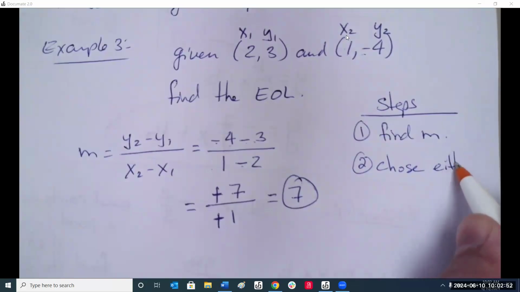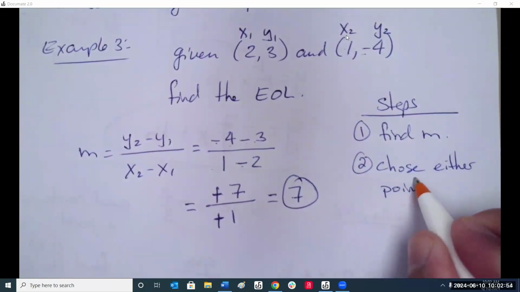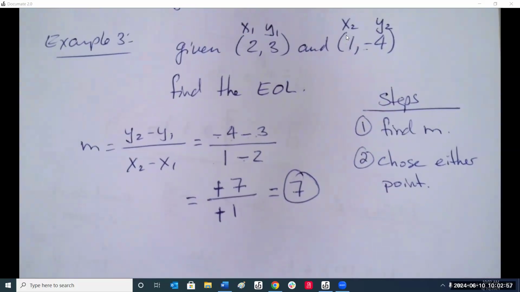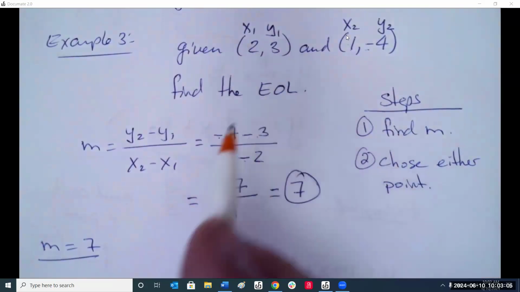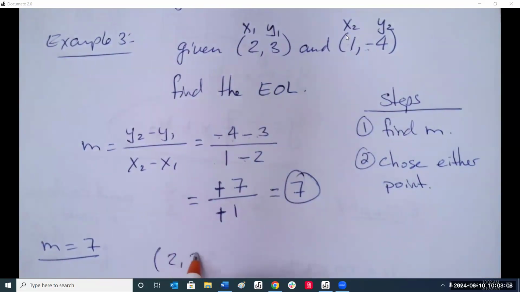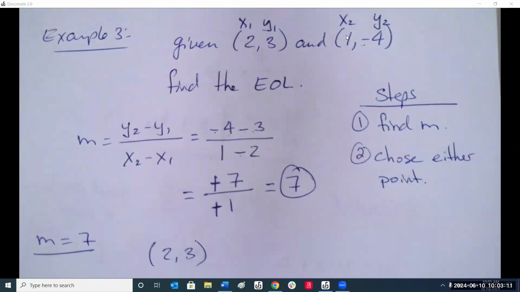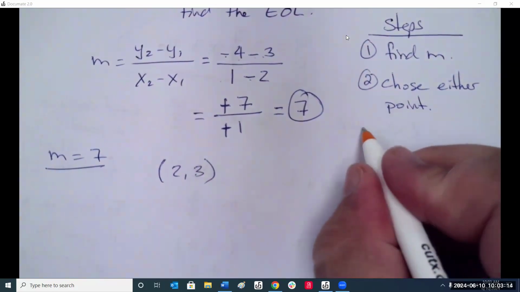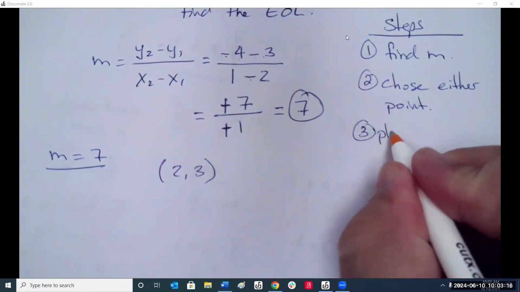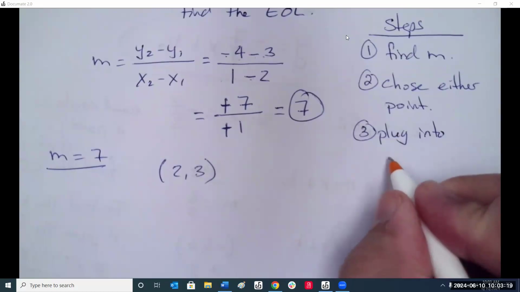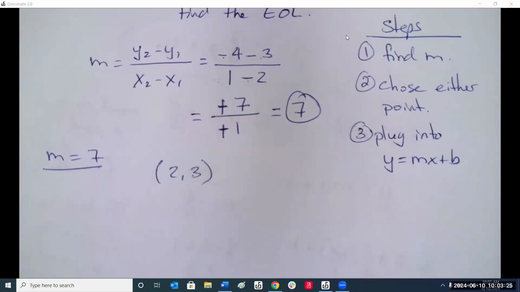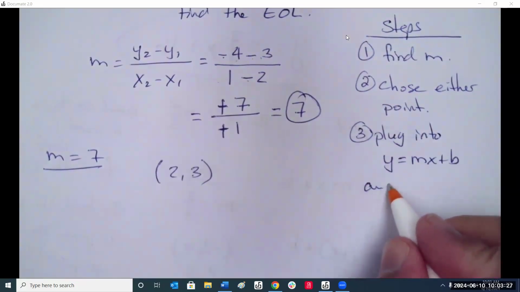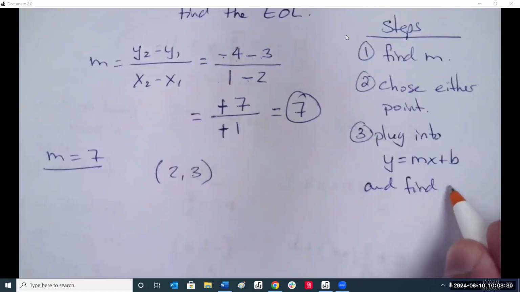So choose either point. Which point do you want to use? The first one or the second one? Yeah, because it has no negatives. And I use the point 2, 3. Plug into y equals mx plus b, because we're missing the b. And find b.